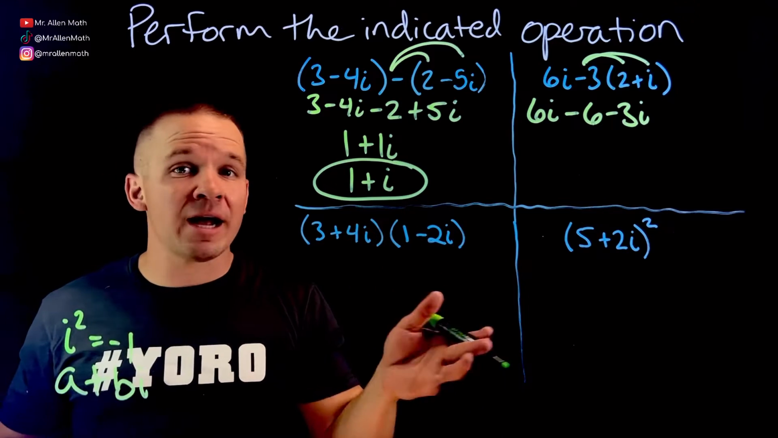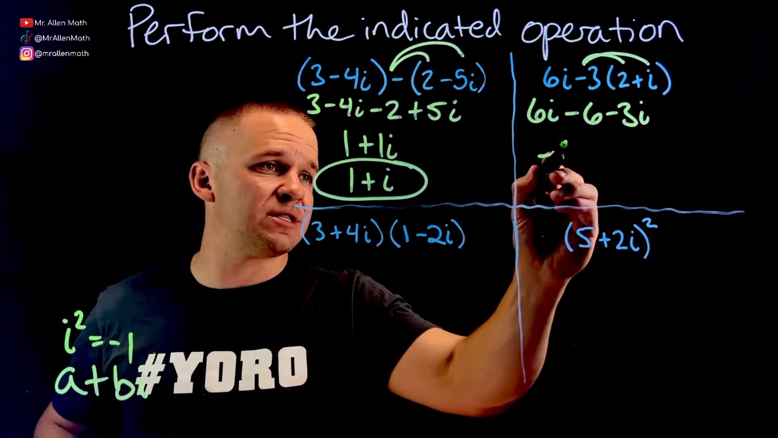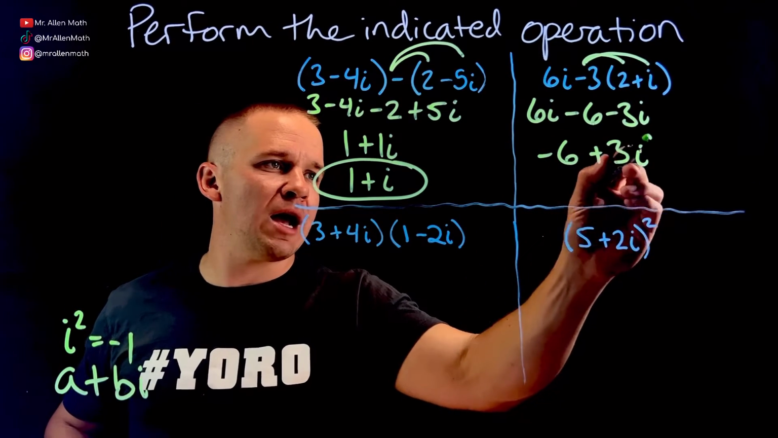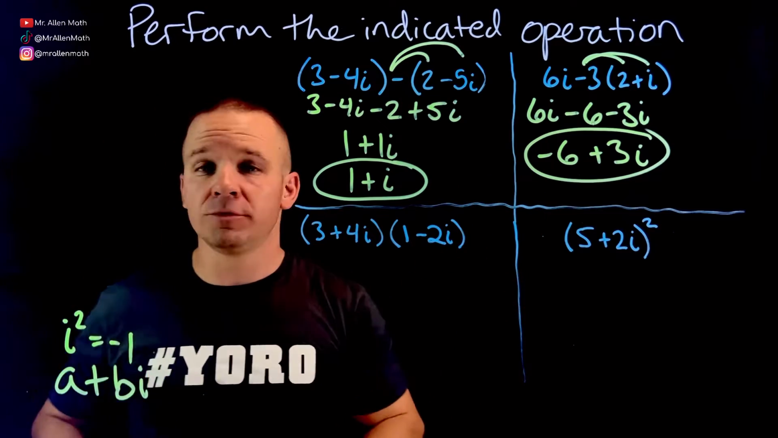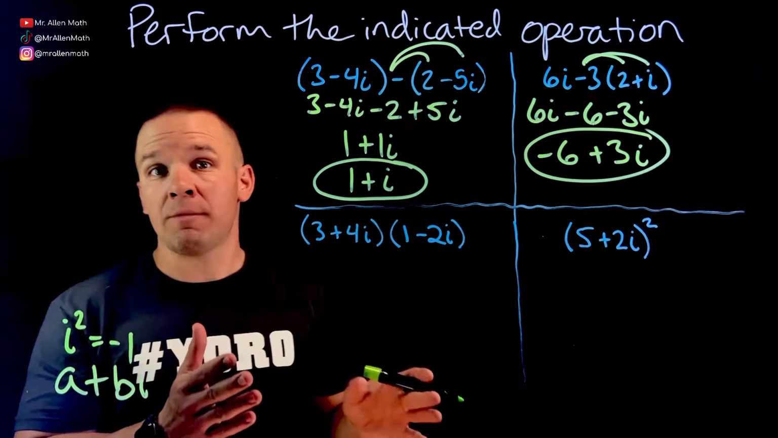Cool. And now I can combine like terms. But let's write our real number first, which is just the -6. And we get 6i and -3i gives me +3i. There we go. Boom. Two of them down. No big deal. Now we got multiplication, okay?